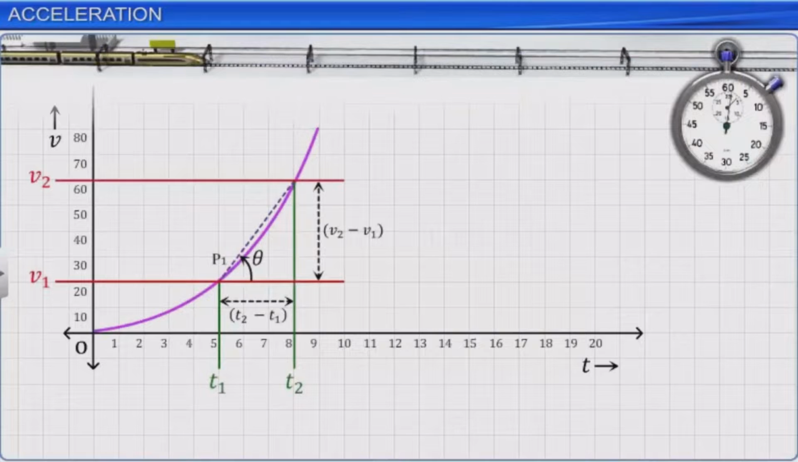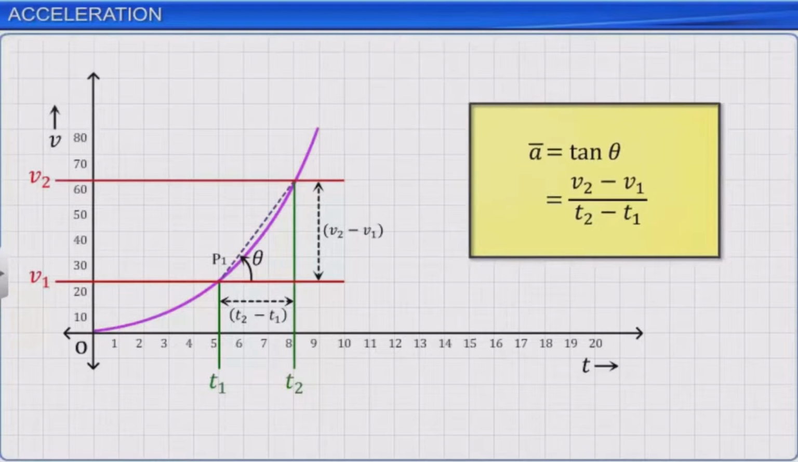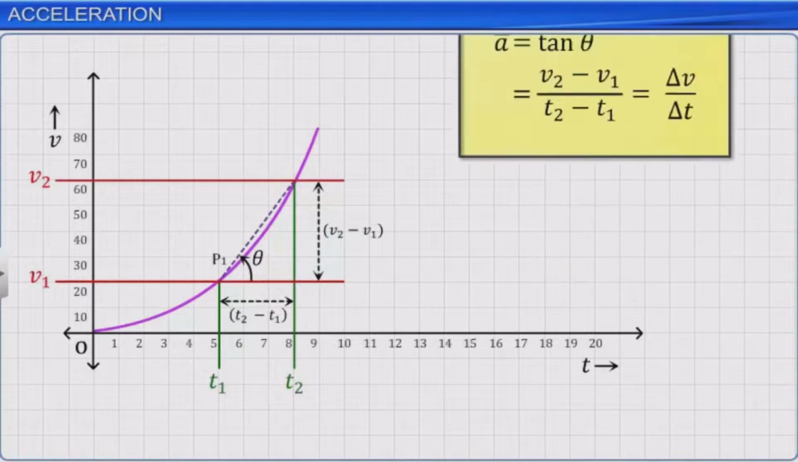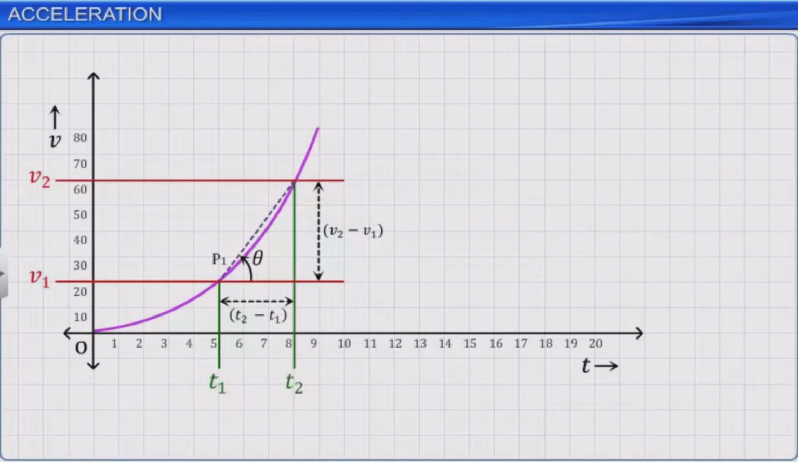Acceleration of a body is the rate of change of its velocity with time. The average acceleration a dash is defined as the change of velocity divided by time. v2 and v1 are instantaneous velocities at times t2 and t1. The SI unit of acceleration is meter per second square. On the v-t graph, the average acceleration is represented by the slope of the line joining the points (v1, t1) and (v2, t2).